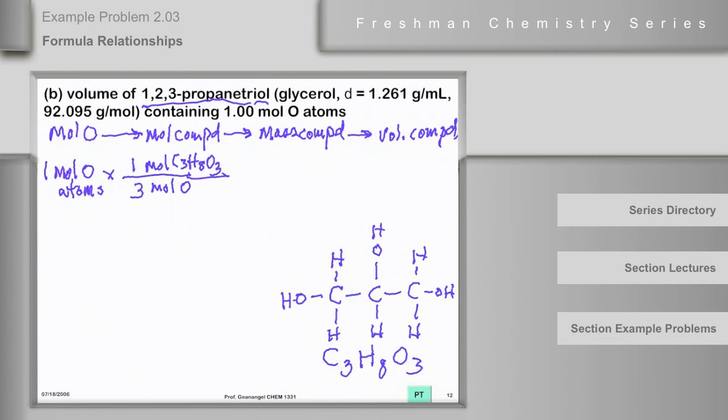Okay, now we have to get the mass of this. So this says 92.095 grams of C3H8O3 per mole. So that is a mole to mass conversion step, right? Okay. So now it's in grams.